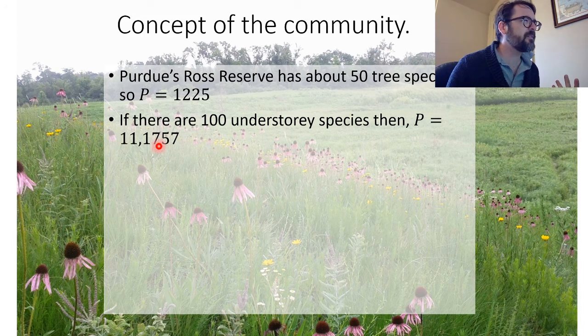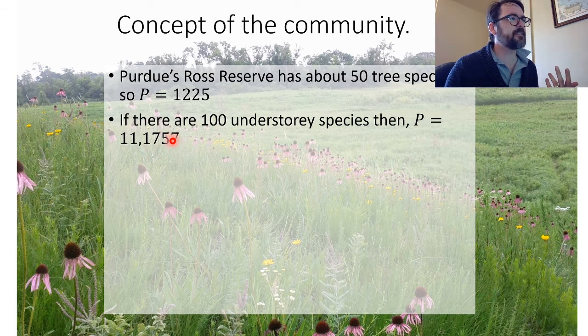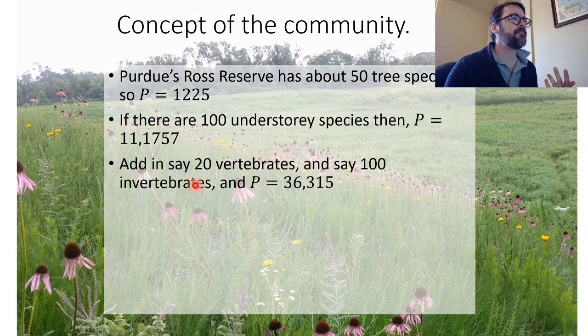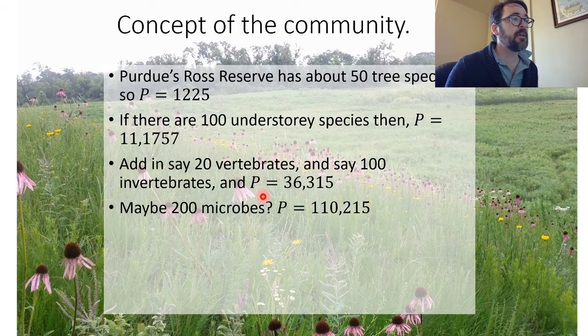Sorry, it should be 11,175. That's a typo. Let's add 100 invertebrates. We go up to 36,000 and change possible interactions. Maybe 200 microbes, we get 110,000 dimensions, or possible pairs of interactions, right?